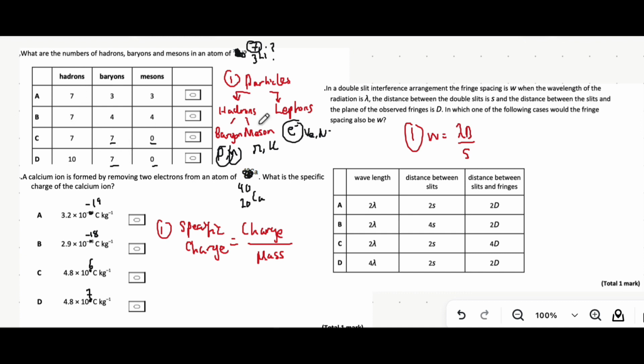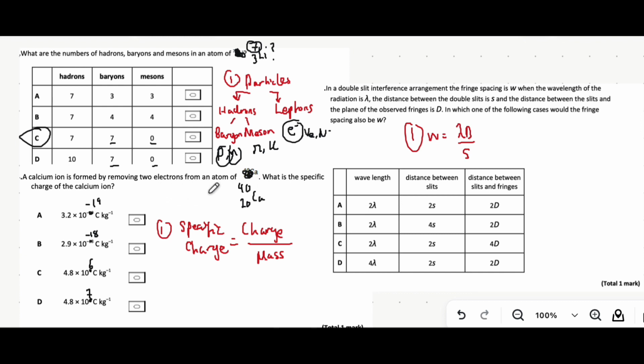How many hadrons are there? Well, hadrons are baryons and mesons. And because there's no mesons and there's only baryons, there's still 7 protons and neutrons. So the correct option here is C. We don't include leptons because it's not in any of these columns.